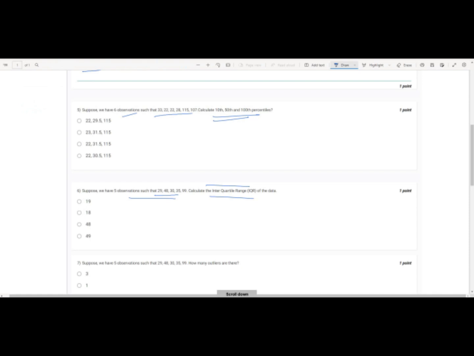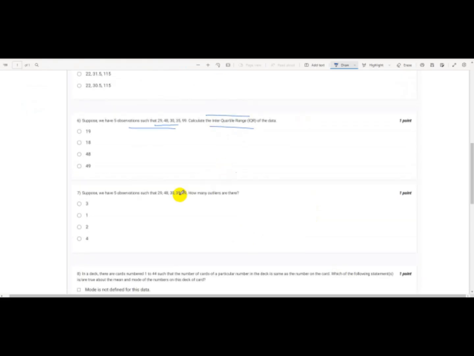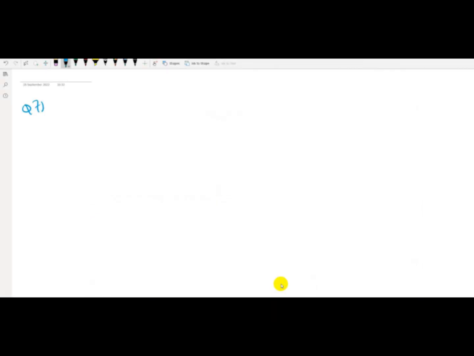Now we will be moving on to question number 7. What is given in question number 7? Let's check it out. In question number 7, we are given 5 observations again, and now we are asked to find out the outliers. How many outliers are there? Let's solve that also. N is equal to 5.